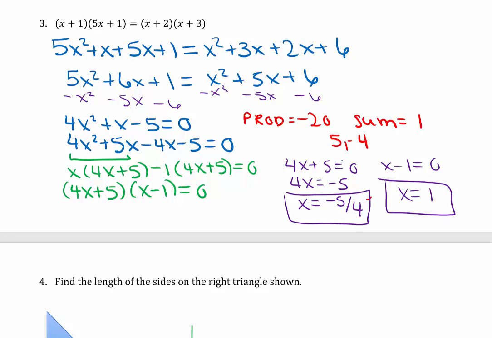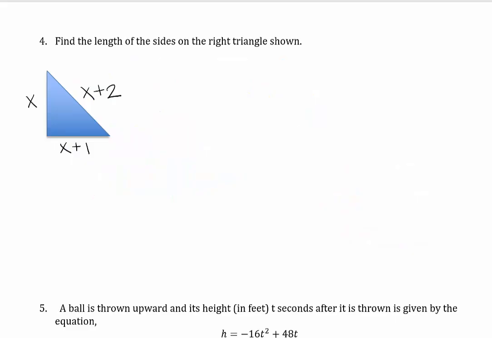So I had a quadratic equation here, something with an x squared, and I ended up getting two solutions. Finally, let's take a look at a couple of applications that can be solved using this technique of factoring. In this first problem, I have a right triangle with three sides labeled with variable expressions.